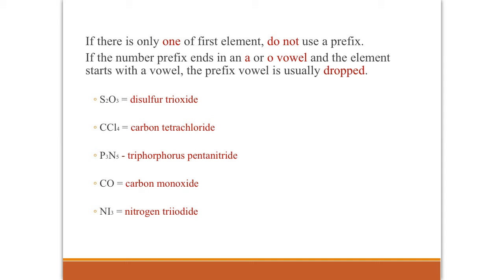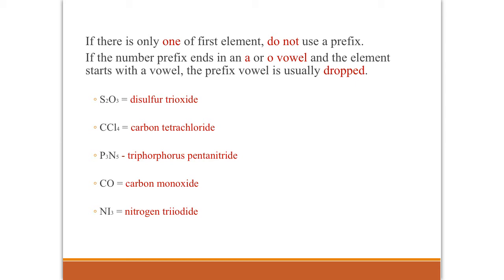Here are some examples of covalent compound names. If there's only one of the first element, you don't need to use a prefix, so they're not going to start with mono anything. And if the number prefix itself ends in an A or an O, which most of them do, and the element starts with a vowel, often the prefix vowel is dropped. This is especially true if it's an A or an O. I's tend to stick around.